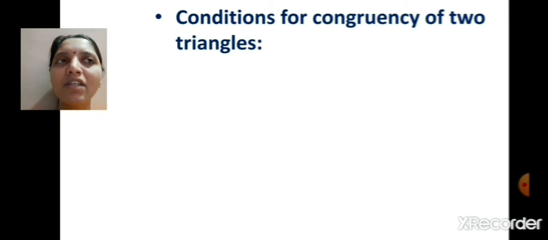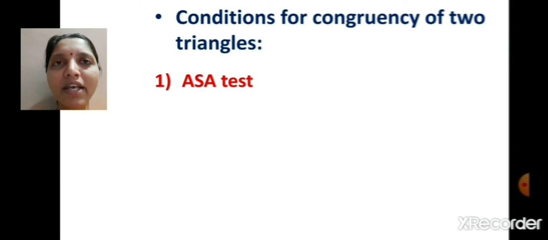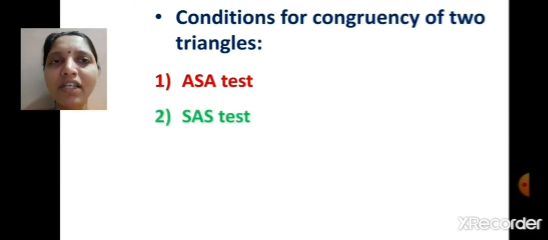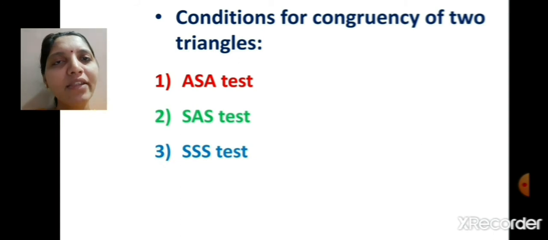After that, we have seen the different tests for congruency of two triangles. The first test was the angle side angle test. In this test, if two corresponding angles and one corresponding side included between these two angles are congruent, then the two triangles are congruent. Then we have seen the side angle side test. In this test, two corresponding sides and one corresponding angle included between the two sides are congruent. In the third test, we have seen the side side side test.